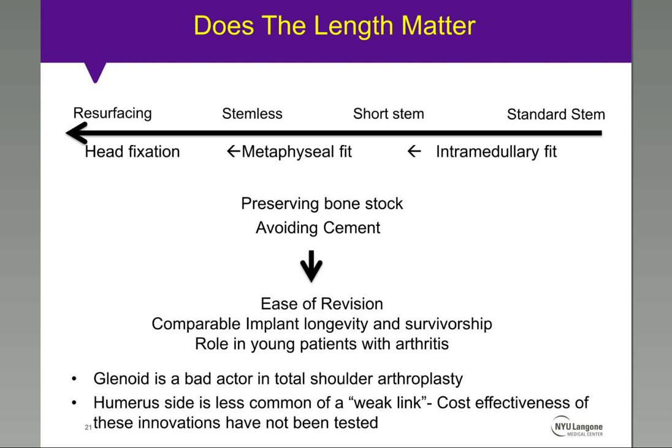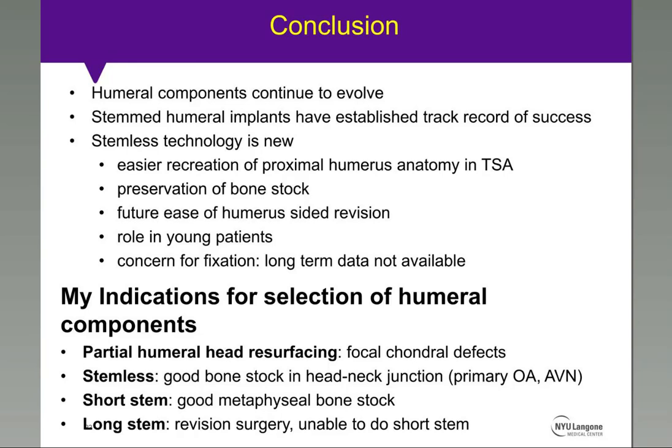However, we all know that glenoid is a bad actor in total shoulder arthroplasty most of the time. Humerus side is less common of a weak link, and cost effectiveness of these innovations have not yet been tested and would be an important thing to look into.